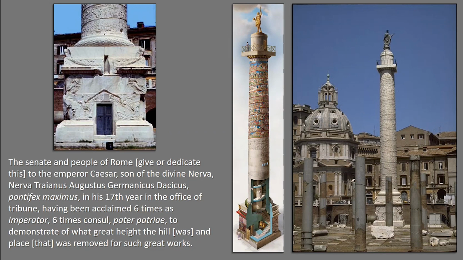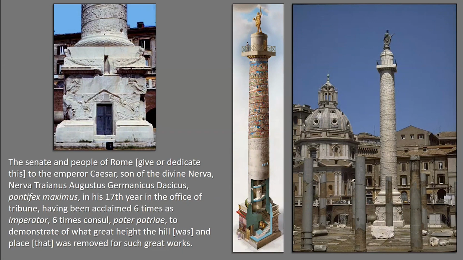Briefly, there is an inscription above the door, and that reads, "The Senate and people of Rome give or dedicate this column to the Emperor Caesar, son of the divine Nerva Traianus Augustus Germanicus Dacicus, Pontifex Maximus, in his 17th year in the office of tribune, having been acclaimed 6 times as imperator, 6 times consul, pater patriae, and to demonstrate of what great height the hill was and place that was removed for such great works."